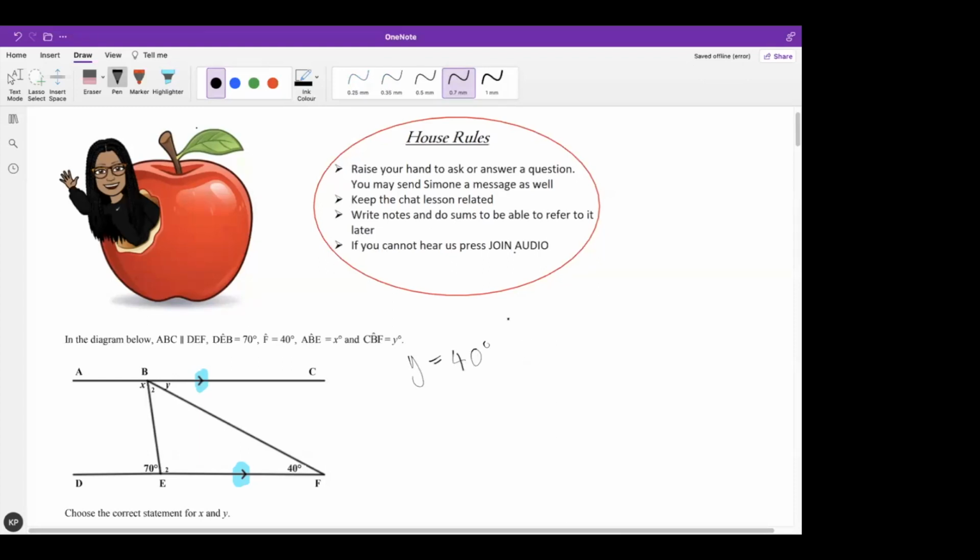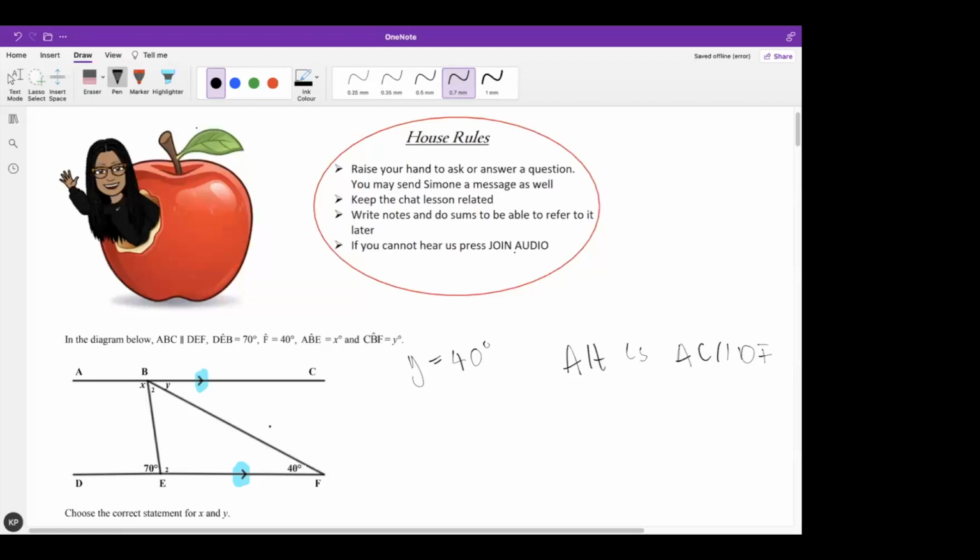Is it corresponding angles though? Remember, corresponding angles is the one with the F. It's the one with the F. There we go. Thanks, Lisa. So alternate angles. And let's not forget our parallel lines. AC is parallel to DF. Nice. Now, what did you guys say X was?